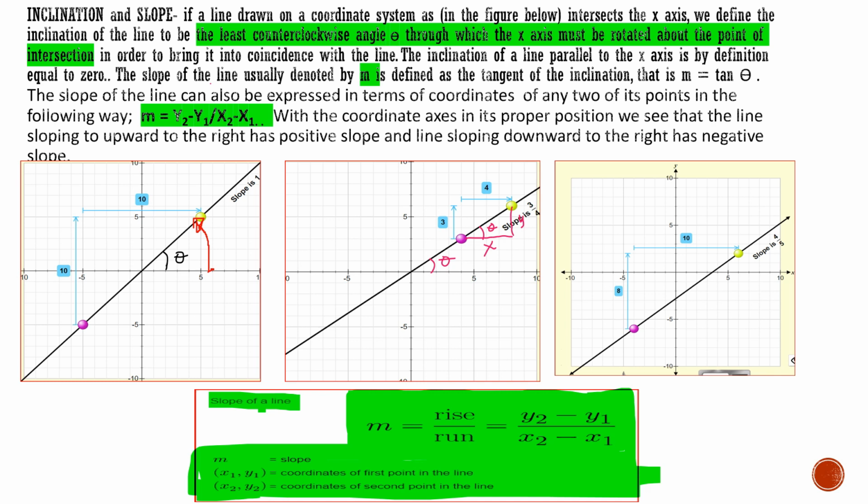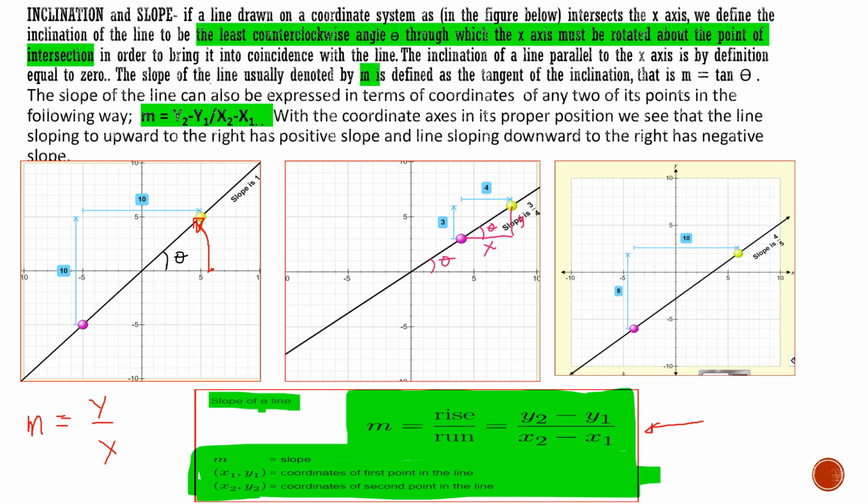Because the slope, m, is equal to y over x. So if those are 2 points, it is y2 minus y1 over x2 minus x1. So that is our takeaway on slope. Okay, this is the formula.